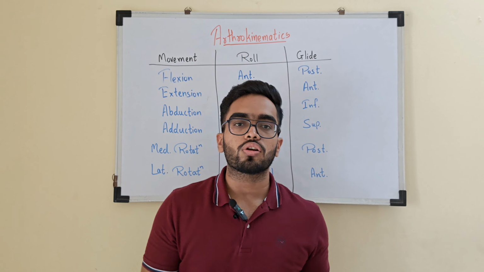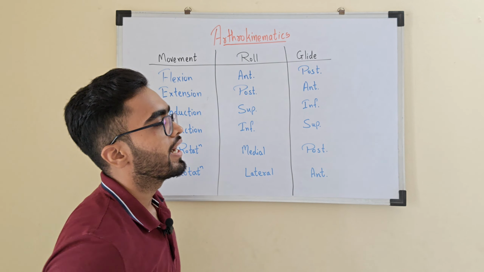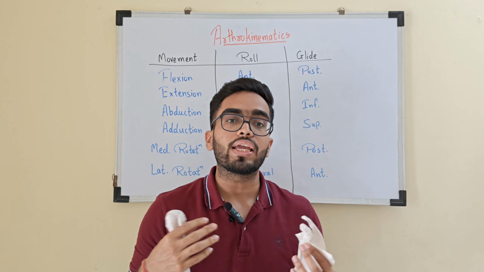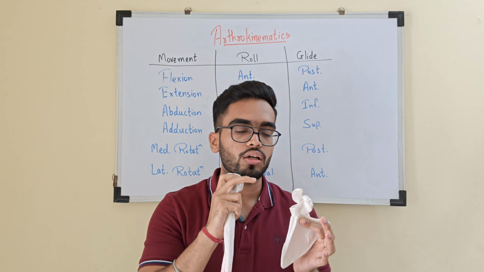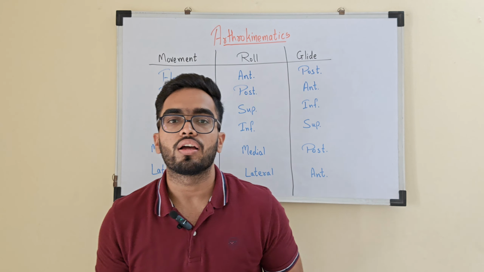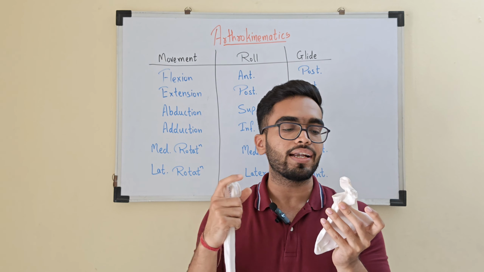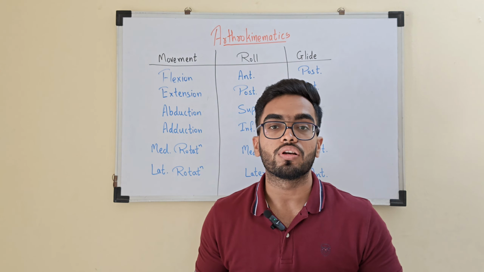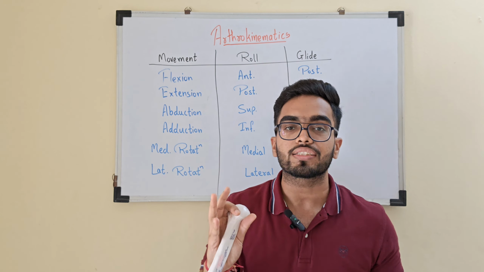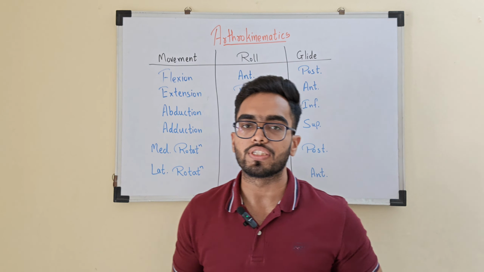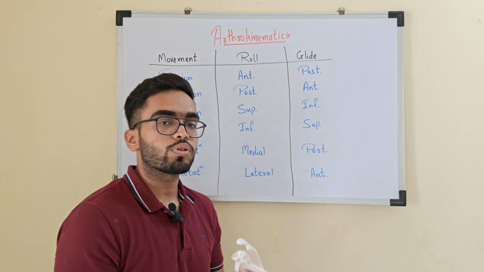The second part is arthrokinematics, which includes movement and the direction of roll and glide according to the movement. So in open chain kinematics, the head of humerus moves over the glenoid fossa of the scapula. According to the concave convex rule, this surface is convex and your glenoid fossa is concave. So the direction of roll and glide will be in opposite direction because the convex surface is moving on the concave surface. So during flexion, the roll is in anterior direction while the glide is in posterior direction.